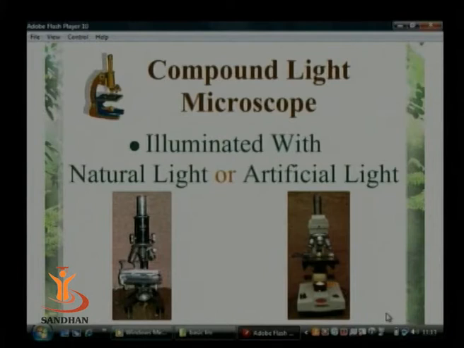The microscope with which routine laboratory work is carried out, as I told you in the beginning, is the compound light microscope. And this light microscope is illuminated with natural light or artificial light. As you can see in the photographs, this one where the pointer is being placed now has been fitted with an artificial lamp, and this one, an ordinary microscope with which most students are familiar, is being illuminated by natural light.